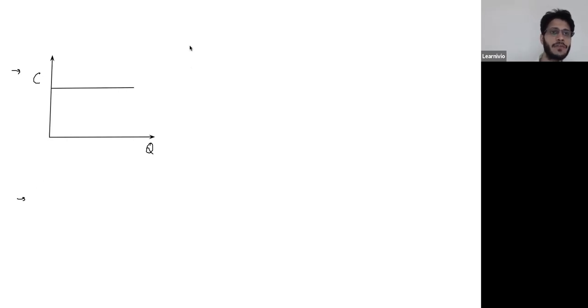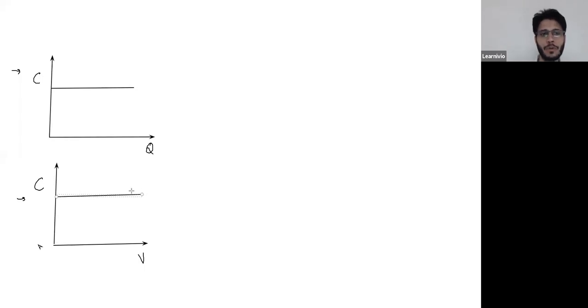Similarly, if I ask you to plot a C versus V graph, capacitance is independent of potential. You keep on changing potential, capacity should not change. So again, your graph will be a straight line parallel to V. So these are some important graphs.